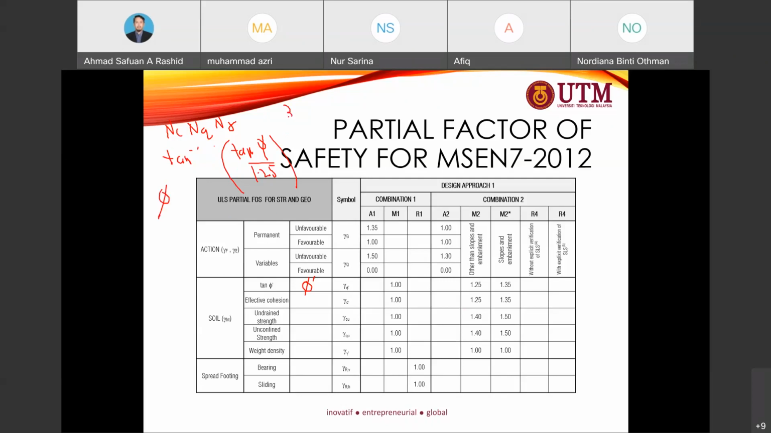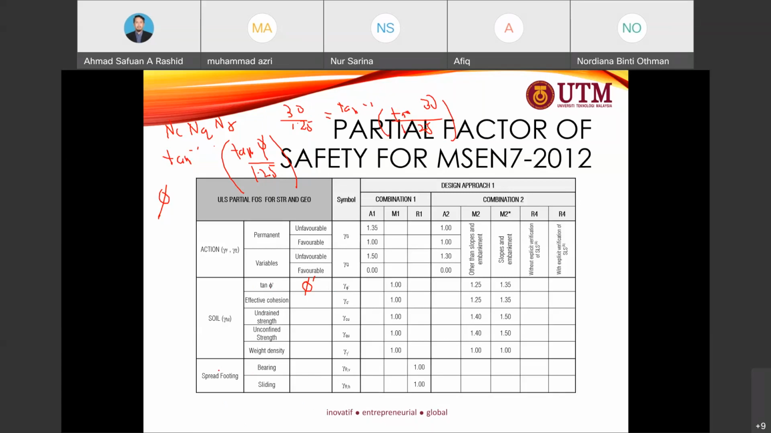For example, if 30 is divided by 1.25, and tangent 30 divided by 1.25, so slightly different between this value and this value. So here we need to be careful that we are not using the phi but we're using the tangent phi. Then the other one is what we call the resistance.